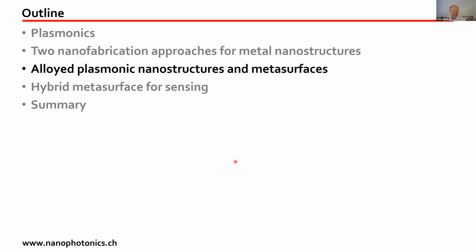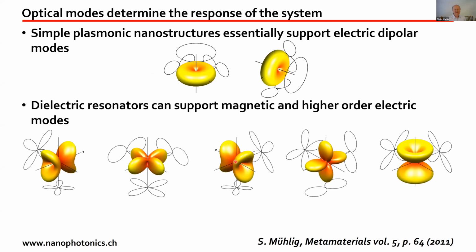Let me move to the last part, where after having spoken quite a bit about metal and plasmonics, I would like to try to branch out to something a bit different, which is hybrid structures. One can understand that from a bit of a theoretical point of view, which is what we call the multipoles. The multipoles are basically the constituents of the electromagnetic modes in a structure, in a system.